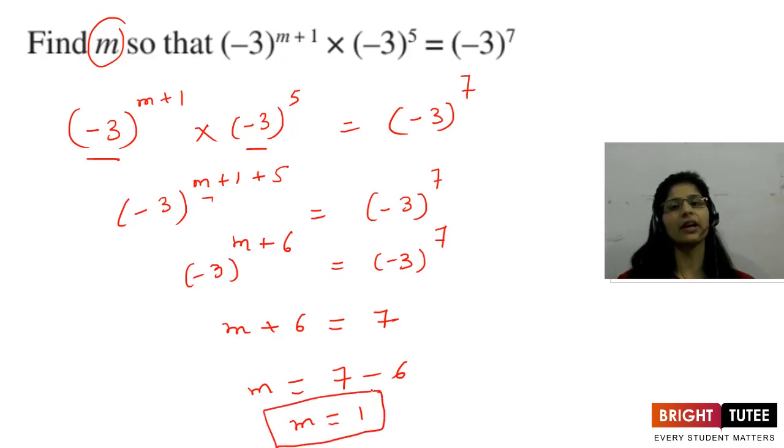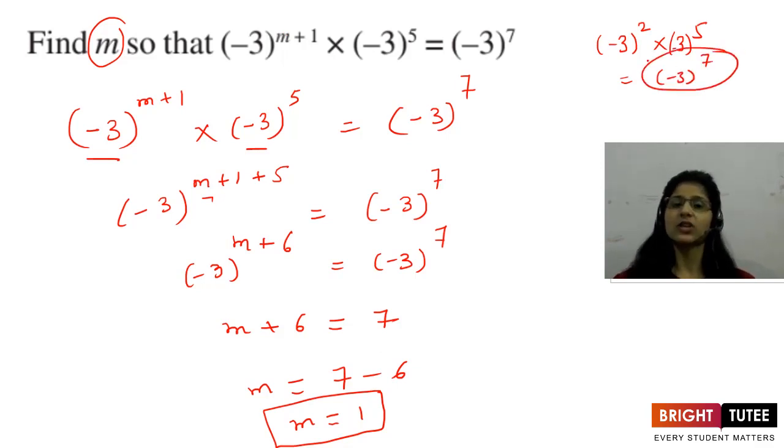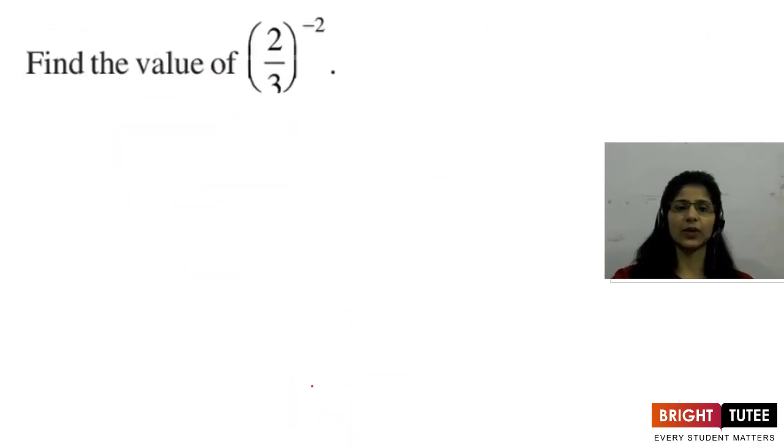What is the value of m here? 1. Now you just put 1 here. What will we get? Minus 3 to the power 2 into minus 3 to the power 5. So yes, when we solve it, we get minus 3 to the power 7. So we can verify our answer also by putting m in the original expression that is given to us. So what is the value of m here? 1. So whenever we have such kind of questions, we have to use the laws, and then we have to make the bases same so that the powers can be compared. Right? Moving to the next question.